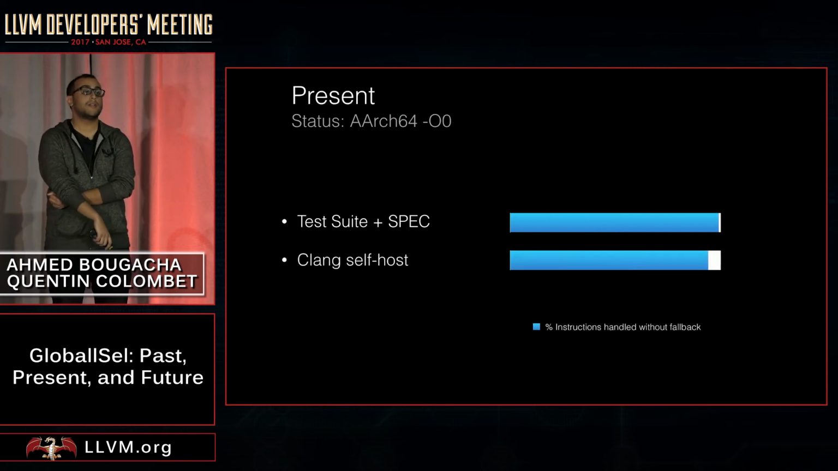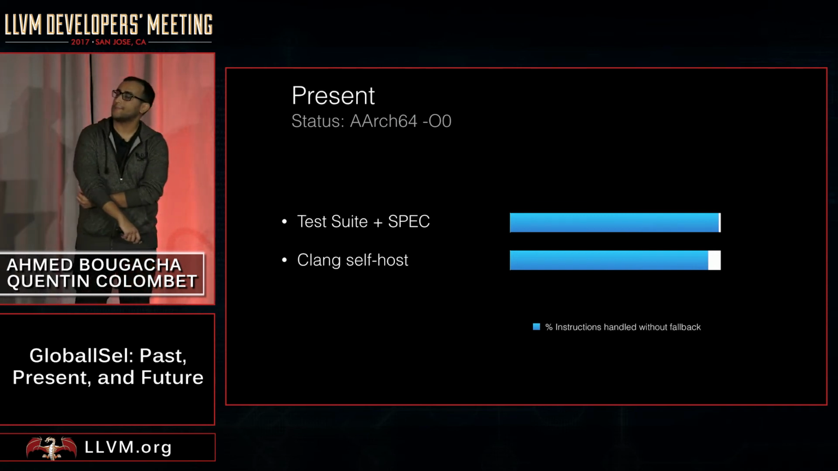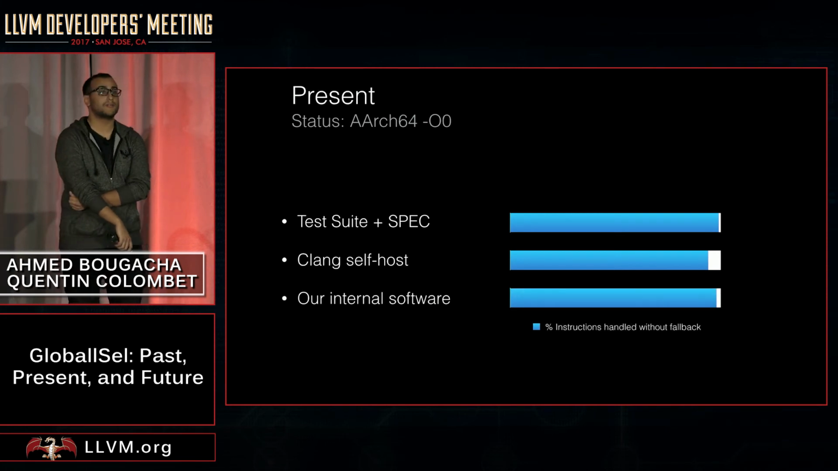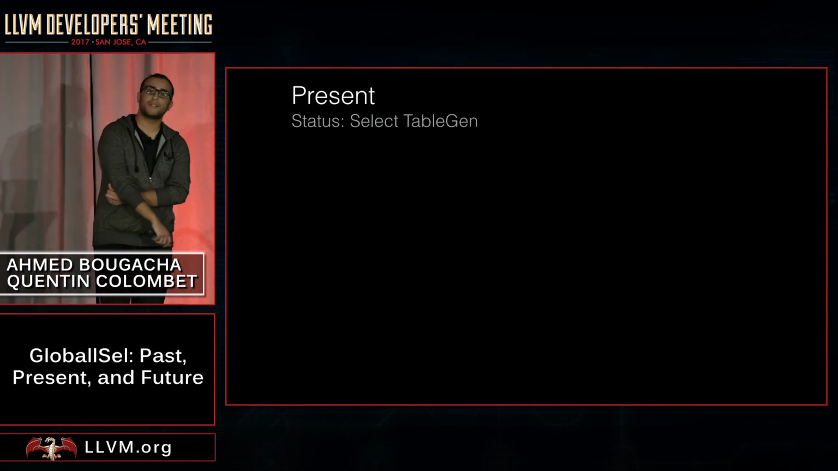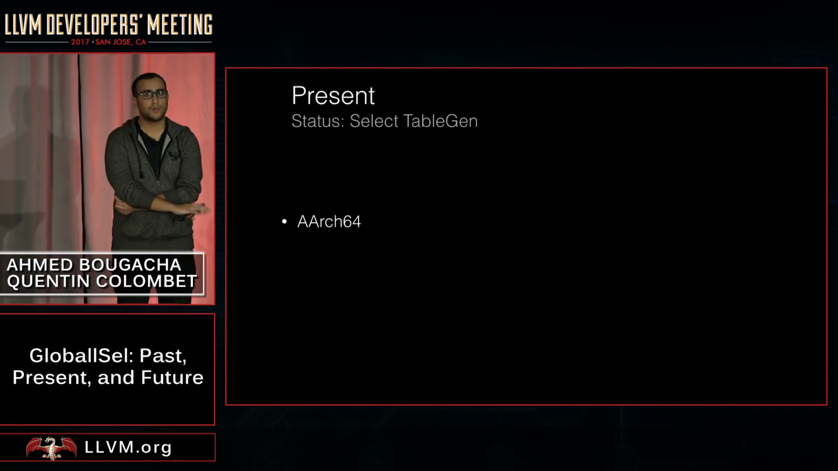Also, we're somewhere around 3 to 4% for Clang self-host, but that's because Clang self-host has a little more first-class aggregates and C++, which means that there are some things that we can't really support right now in GlobalISel. And finally, for all of our internal software, we're also really close to 99%, where we support all of this with just straight GlobalISel.